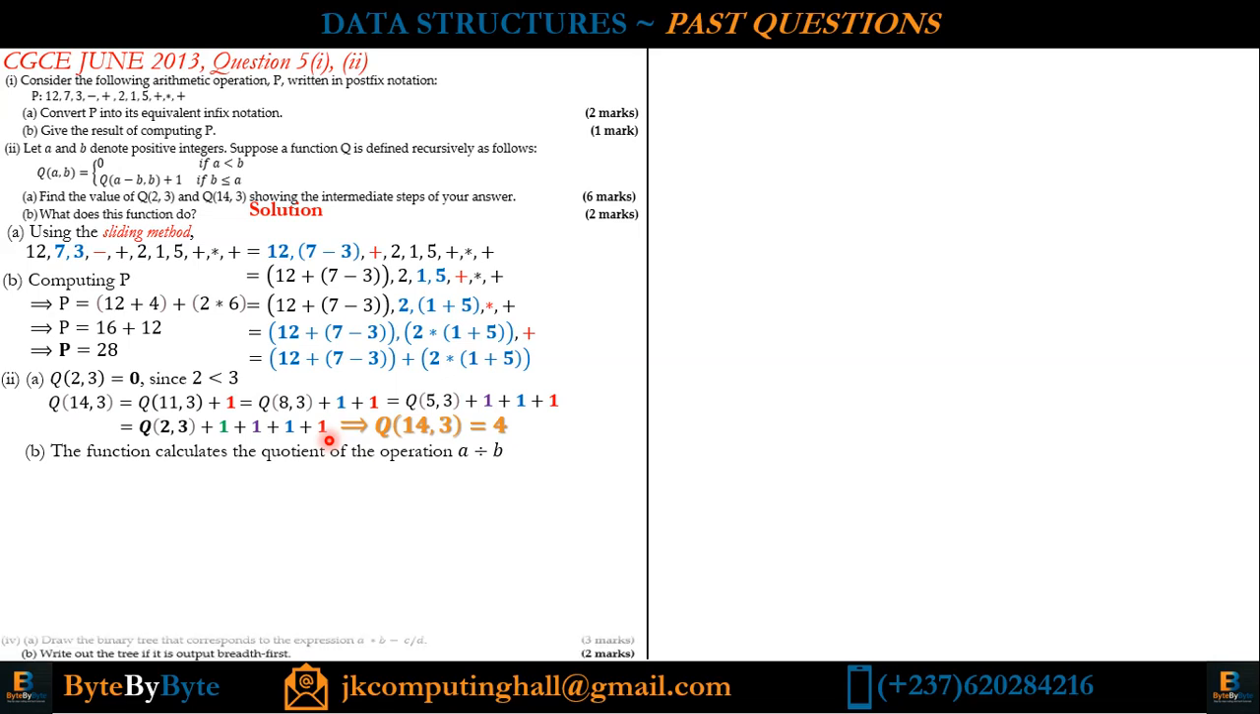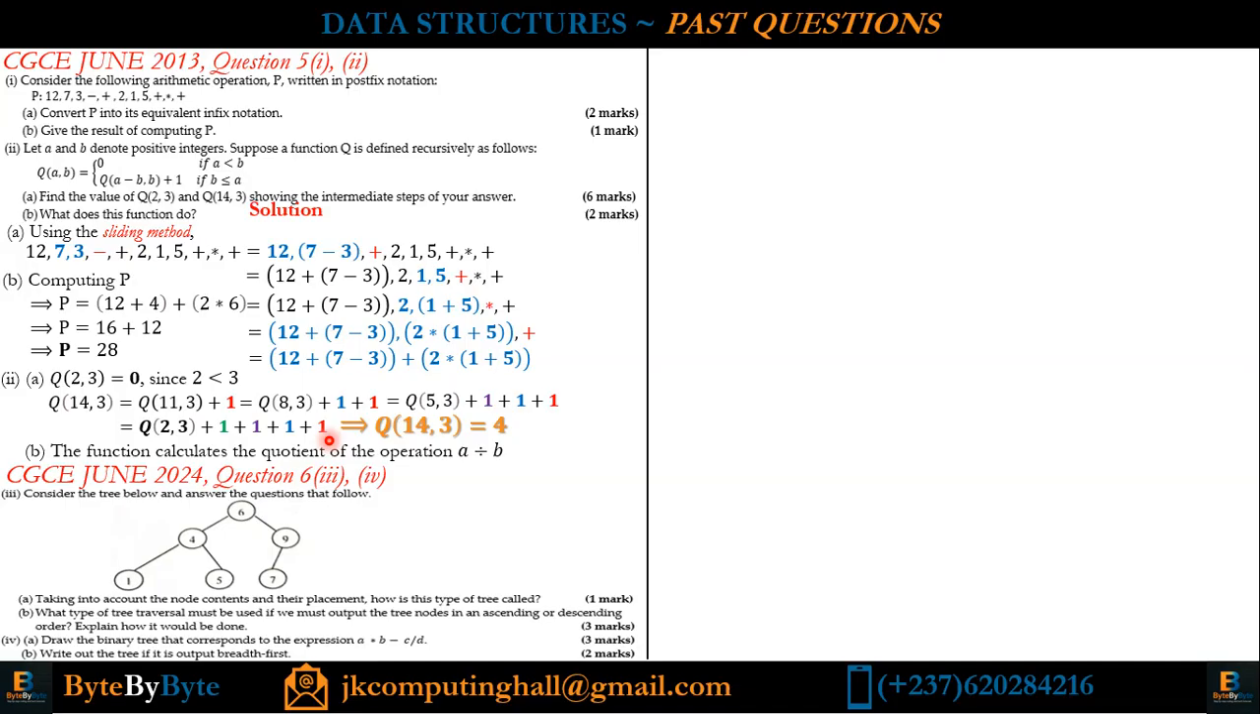Okay. Next question. GC June 2024, question 6 sub 3 and sub 4. Sub 3 says, consider the tree below and answer the questions that follow. Taking into account the node contents and their placement, how is this type of tree called?